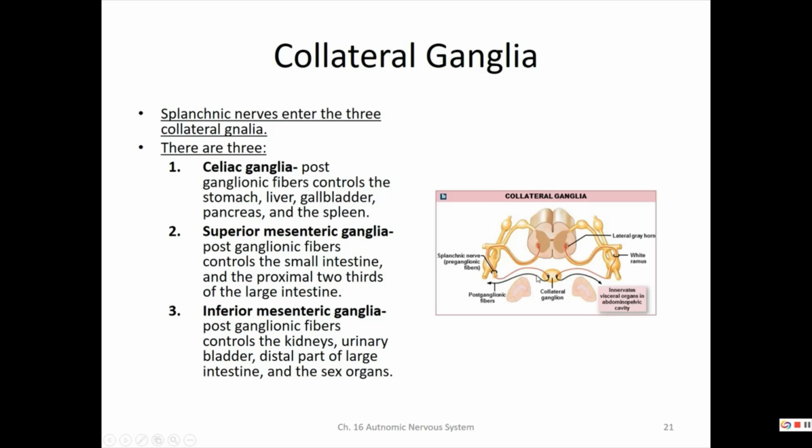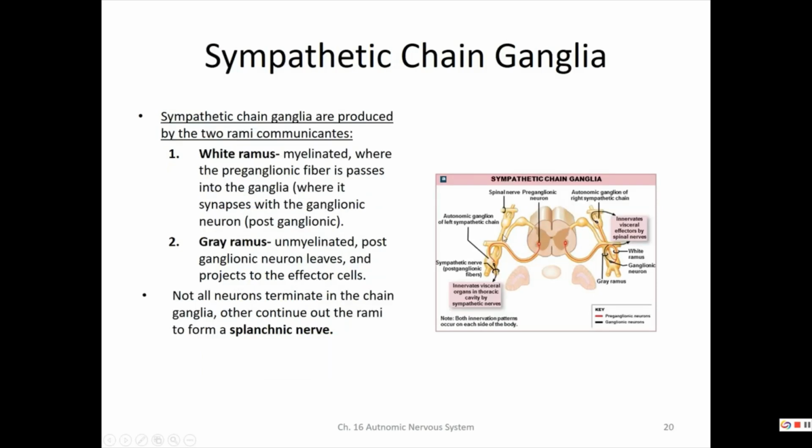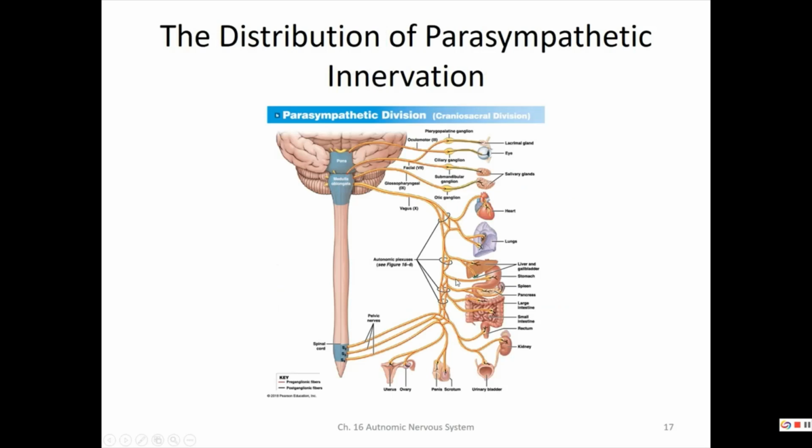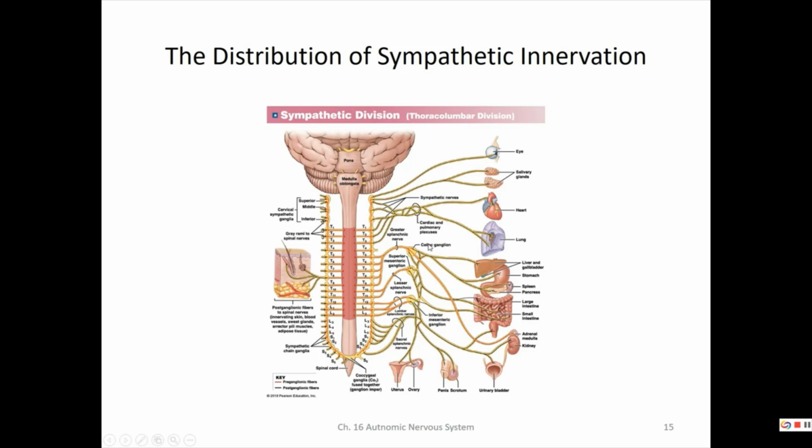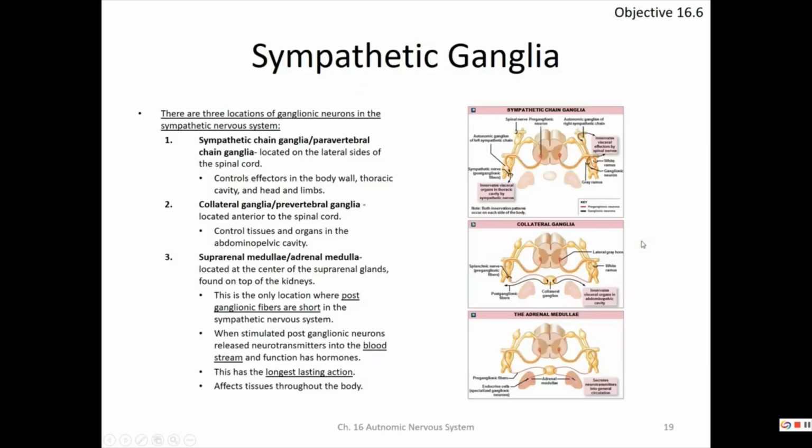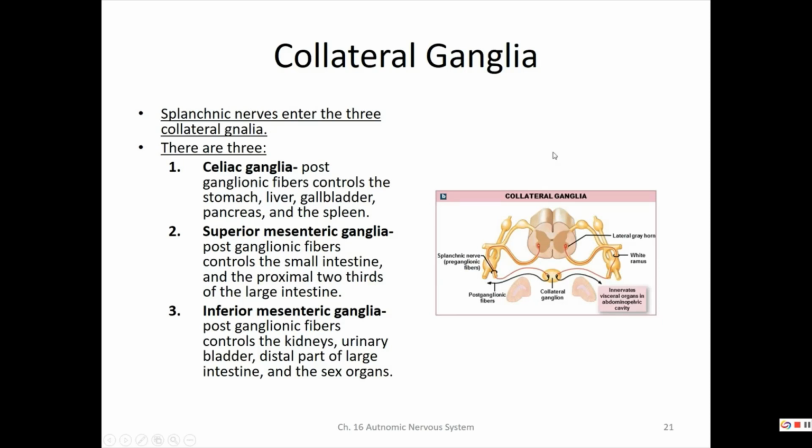Now, collateral ganglia, remember, are located anterior to the spinal cord. Here we have our sympathetic chain ganglia. Here we have collateral ganglia. There are three that we need to know about: the celiac ganglia, superior mesenteric ganglia, and inferior mesenteric ganglia. Now, let's go back to this diagram. This diagram right here shows the celiac, superior mesenteric, and inferior mesenteric ganglia.